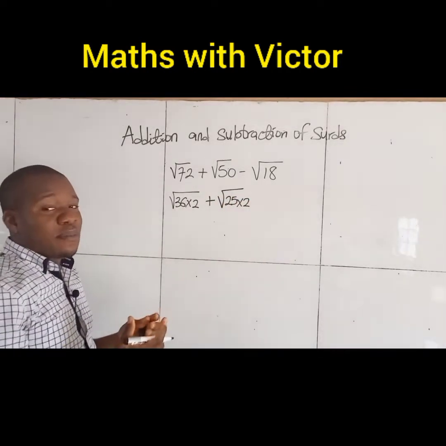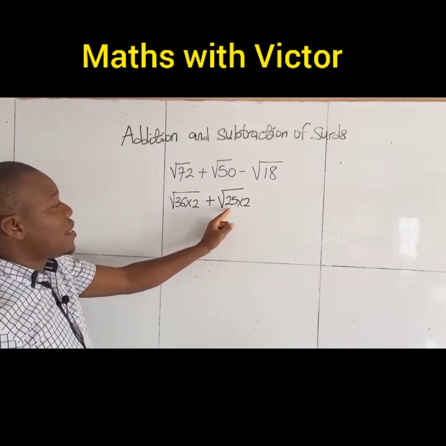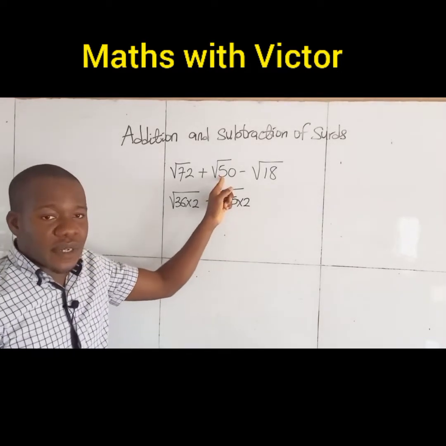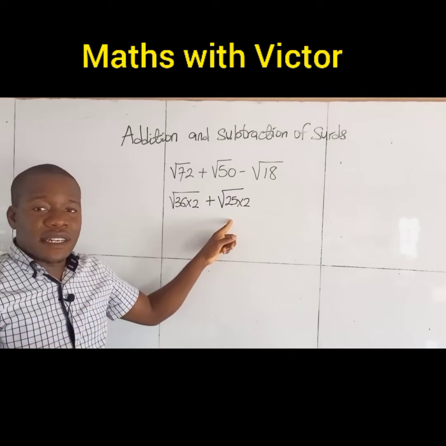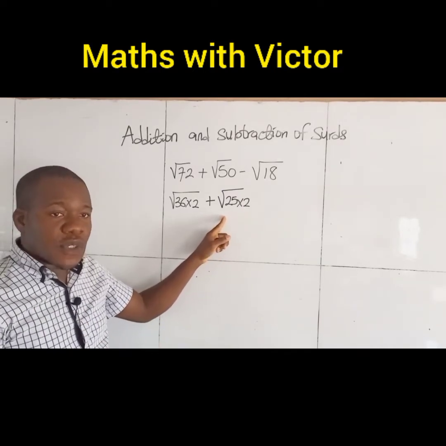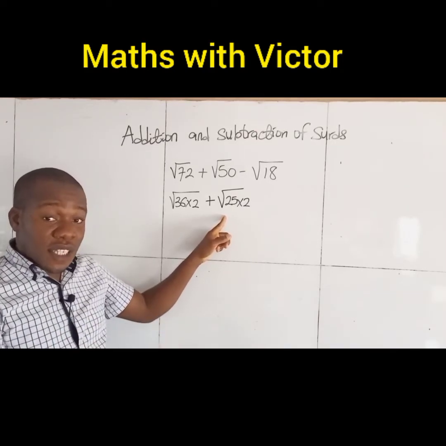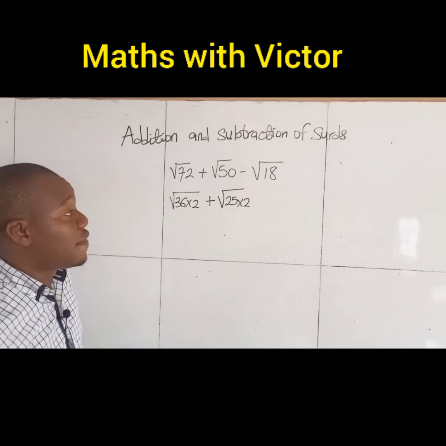Remember, we are looking at two numbers that will multiply to give this number. Someone may want to ask, why not 10 and 5? Of course, 10 times 5 gives you 50. That is correct. But the condition of perfect square was not met if you use 10 and 5, because 10 is not a perfect square. 5 is not a perfect square. The square root of 10 is not a whole number. The square root of 5 is also not a whole number. So we can't use 10 and 5.